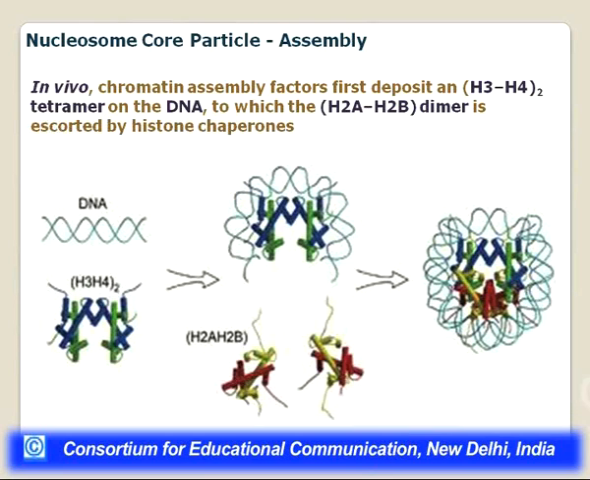So with the histone chaperones, the first thing that occurs is the formation of the H3, H4 tetramer, and this tetramer gets associated with the DNA. Then, with the aid of other molecular chaperones, two dimers of H2A, H2B come and get associated, and a nucleosomal core particle with DNA wound around it is formed.